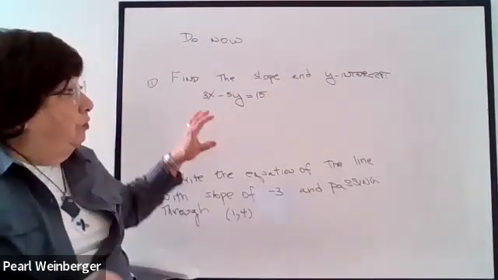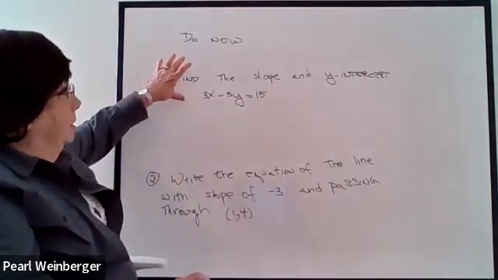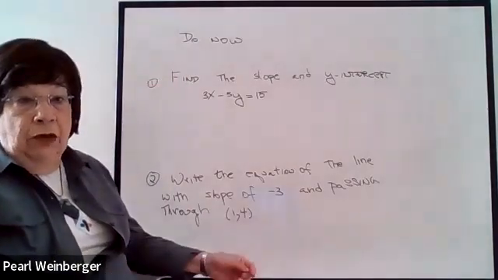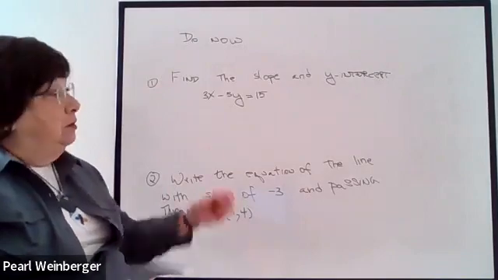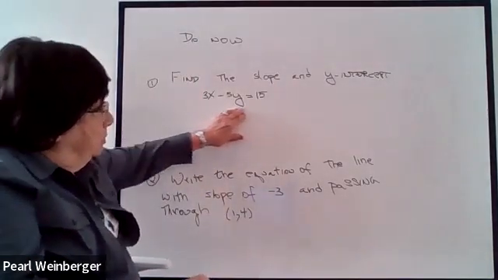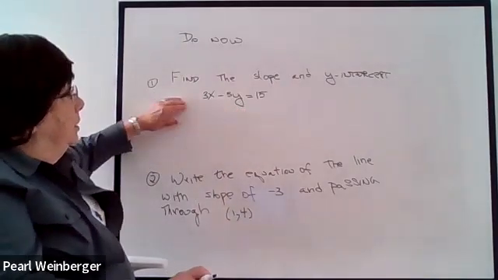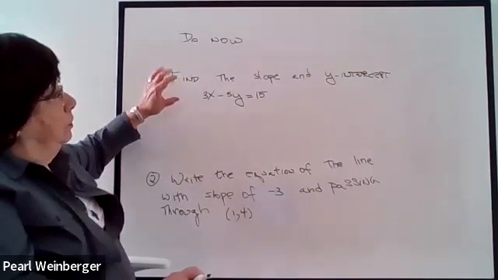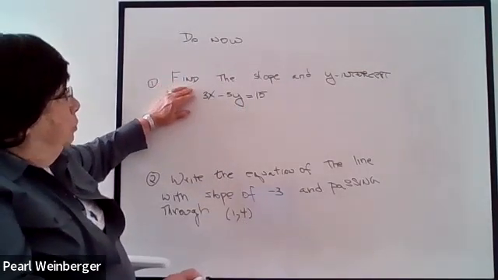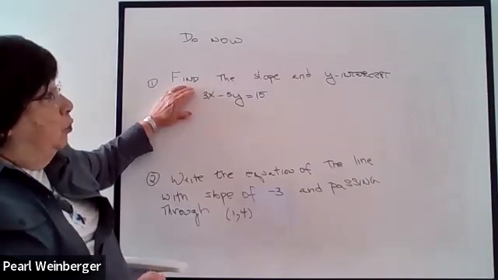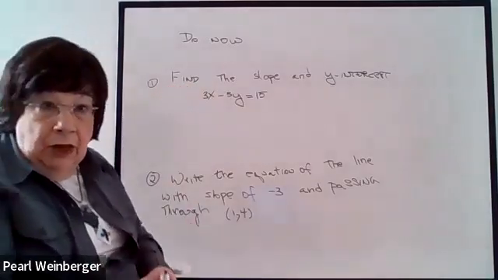So let's first talk about these two problems that have to do with writing equations of lines, starting with an equation of a line. Sometimes we're going to actually start with the equation of a line, and sometimes we're going to be asked to write the equation of the line. And the first question here asks to find the slope and the y-intercept of the line.